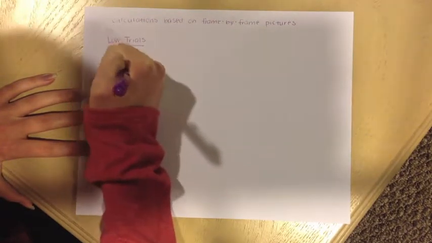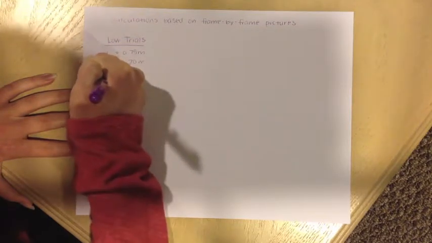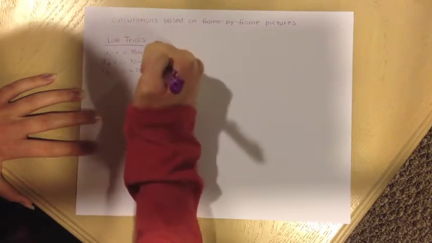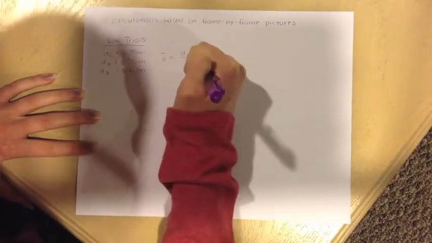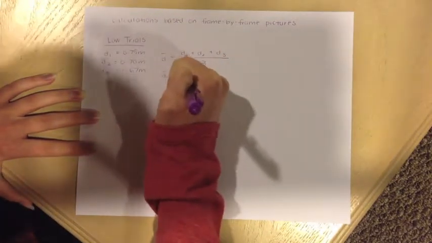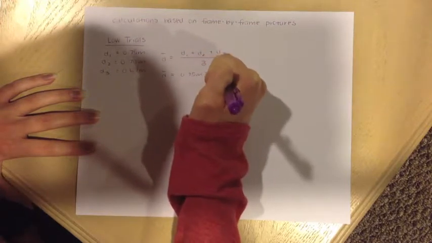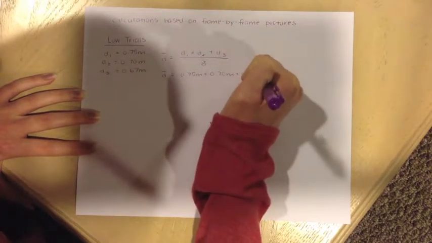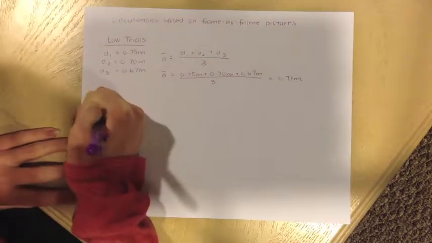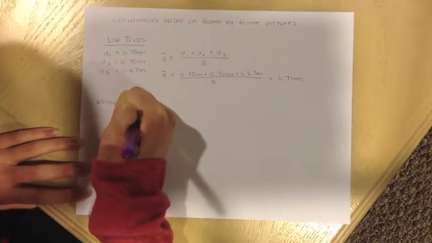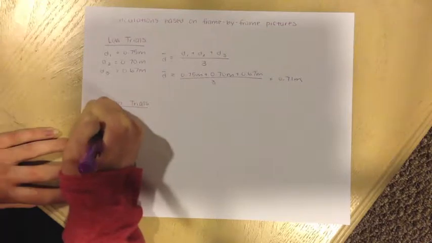Then in order to calculate the average distance it traveled within one frame, we set up the equation that the average d equals d1 plus d2 plus d3, all divided by 3. Then after we plugged in, we got the values. For the low trials, this was 0.71 meters, and then we repeat the whole process for the medium and the high, which we got 0.8 meters and 0.92 meters.